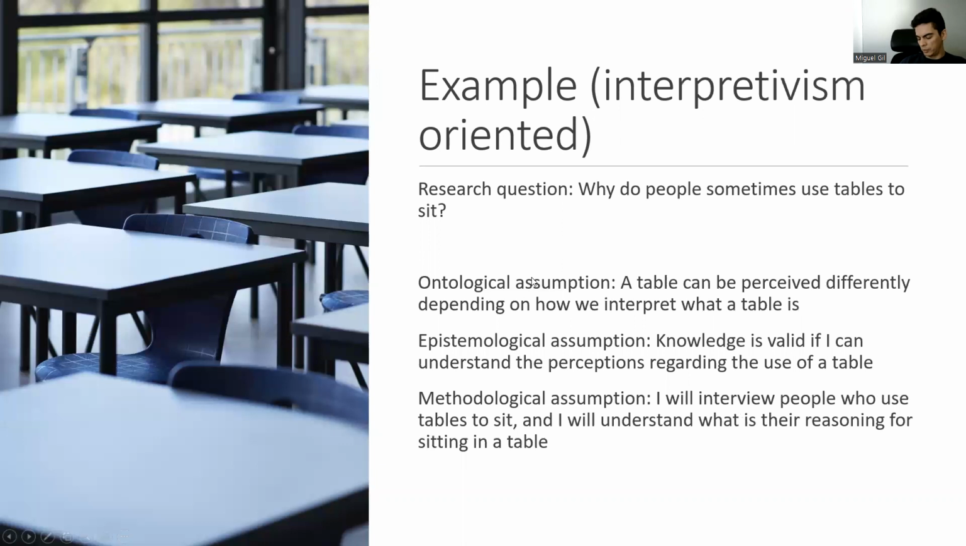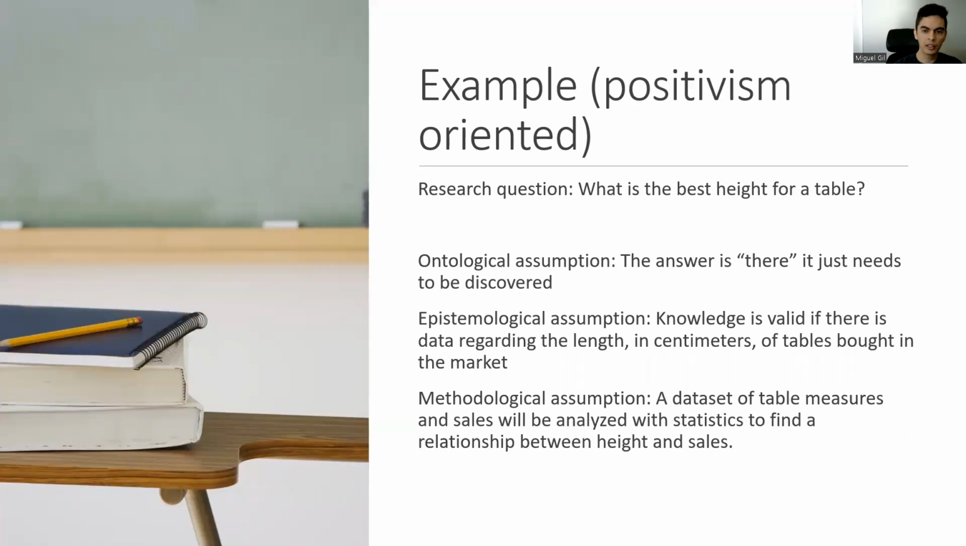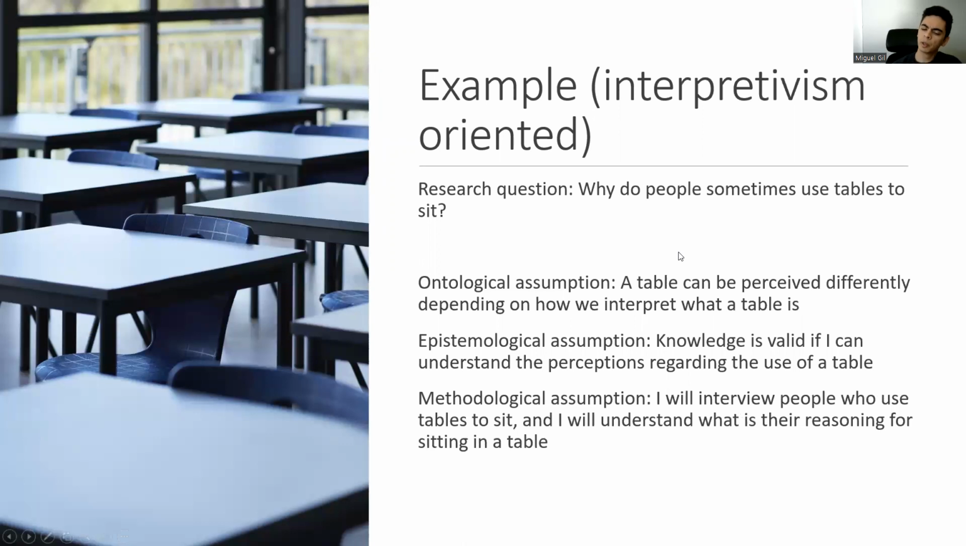But kind of the same field, but a different question. If instead of what is the best height for a table, I am interested in understanding why people sometimes use tables to sit? That's a kind of interesting question, right? Because this question even questions the assumption that a table is a table, right? Here, somewhere in there, we assume that a table is a table. But here, we even question that assumption: is it really a table, or why do some people use a table as a chair? So that is a question or research project related to an interpretivism stance.